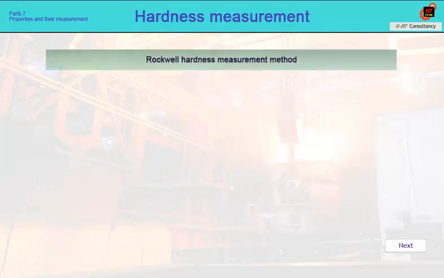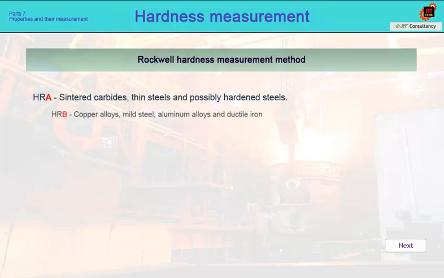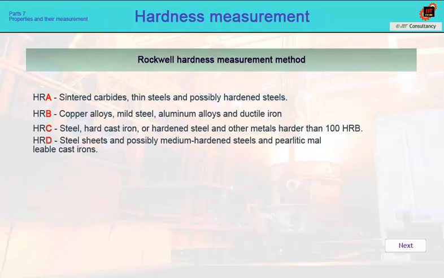Each of the Rockwell measurement methods has its applicability for a certain group of materials. As a rough guide, we can say that the Rockwell A method is intended for sintered carbides, thin steels, and possibly hardened steels. The Rockwell B method is for copper alloys, mild steels, aluminum alloys, and ductile irons, while the Rockwell C method is for steels, hard cast irons, possibly hardened steels, and other metals harder than 100 HRB. The Rockwell D method is used for steel sheets and possibly for medium-hard steels or pearlitic malleable cast irons.